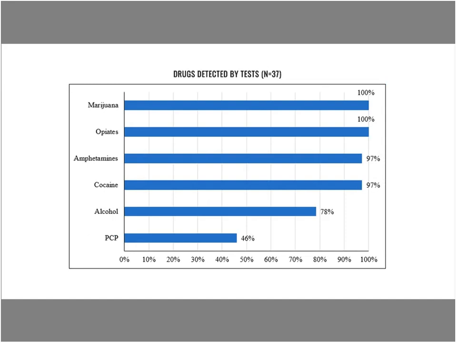And this figure shows the common drugs detected. Respondents reported the average price of a drug test was $8. And you can see marijuana, opiates, amphetamines, and cocaine were the most common across the board.